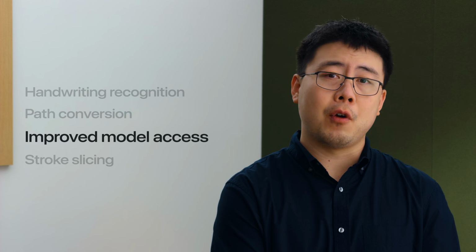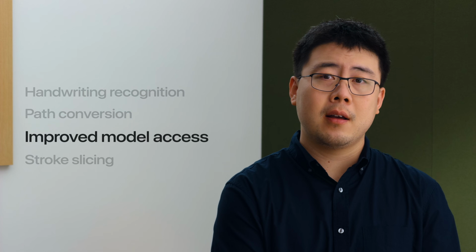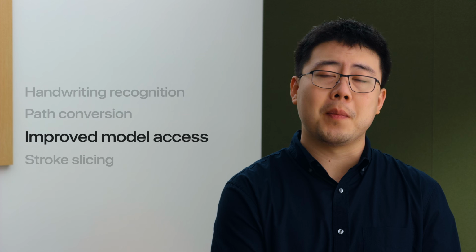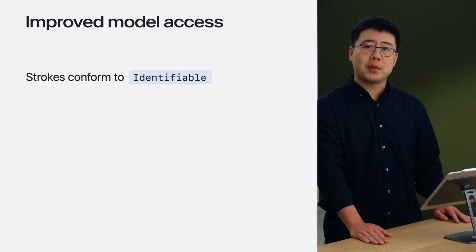Beyond expanding where PencilKit can be used, iOS 27 introduced key additions that enable deeper access to the model. This flexibility supports more custom use cases in your apps. PK stroke and PK stroke paths both gain conformance to the Identifiable protocol. It is a stable UID, so you can track a stroke across transforms, edits, and undo operations.